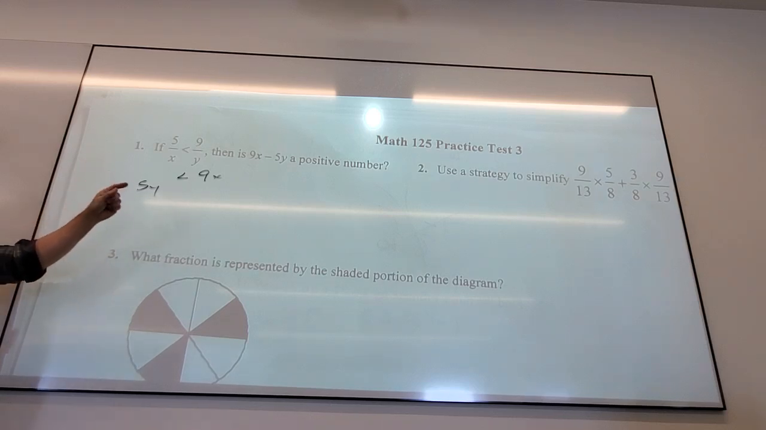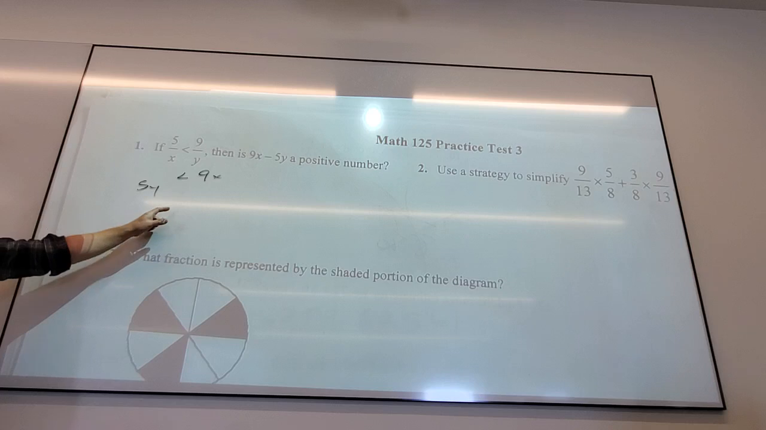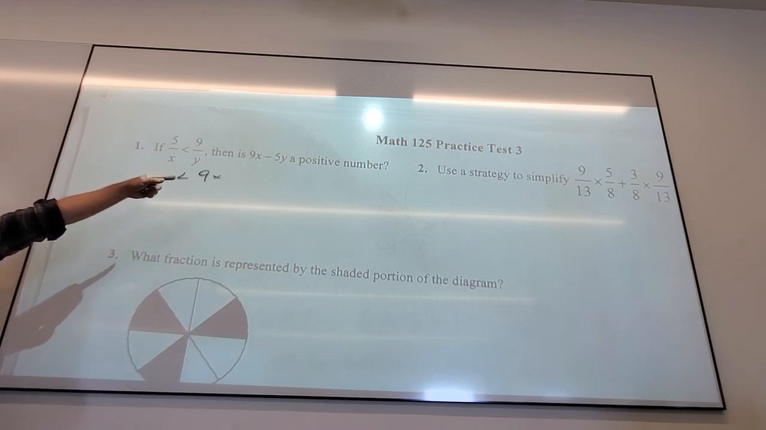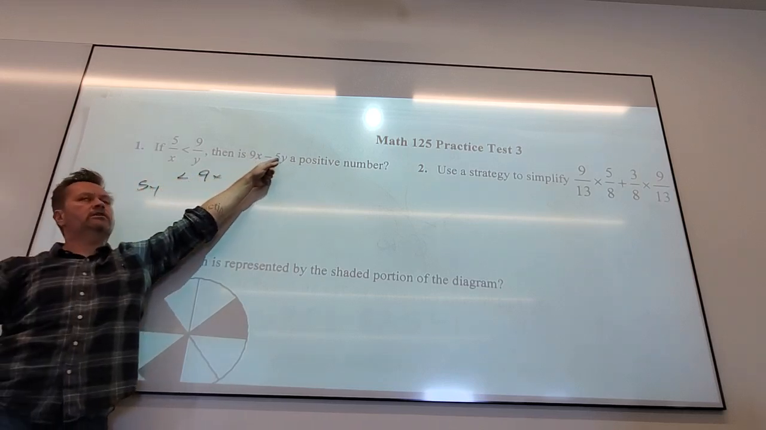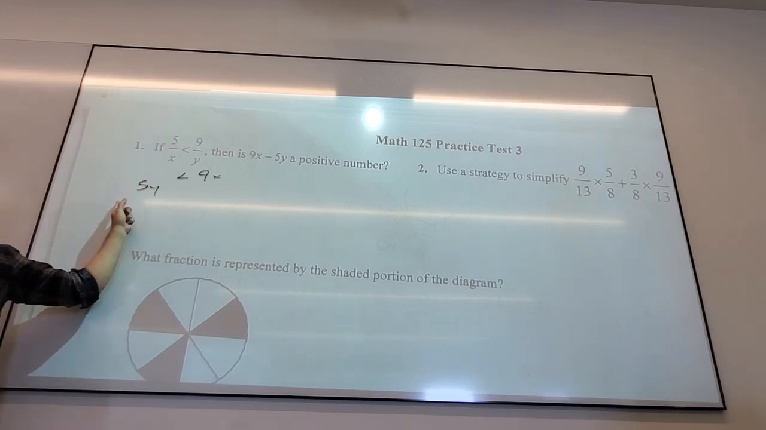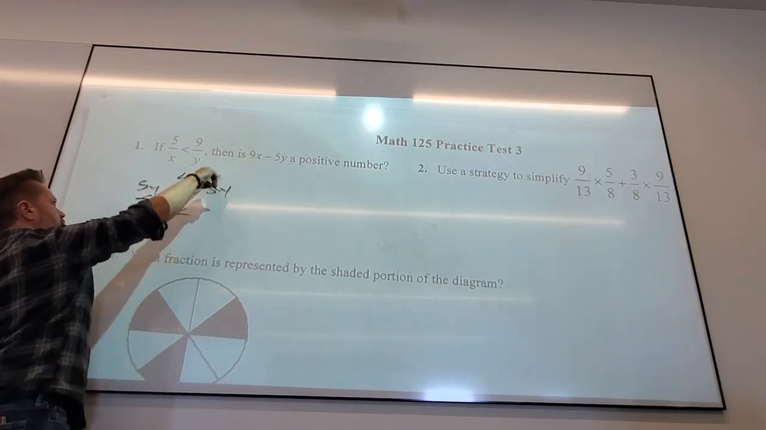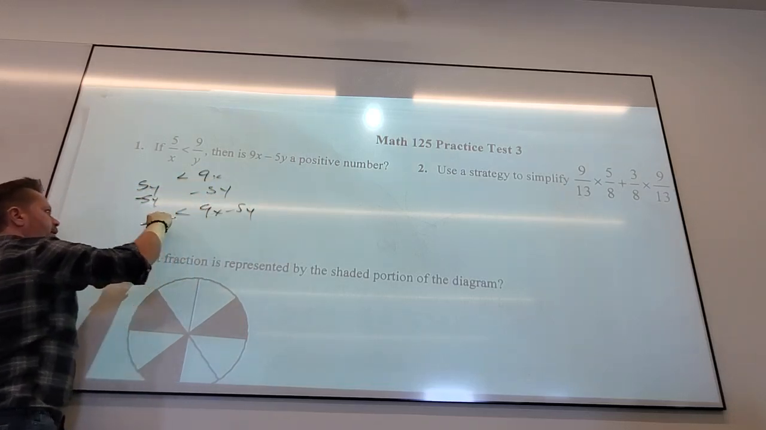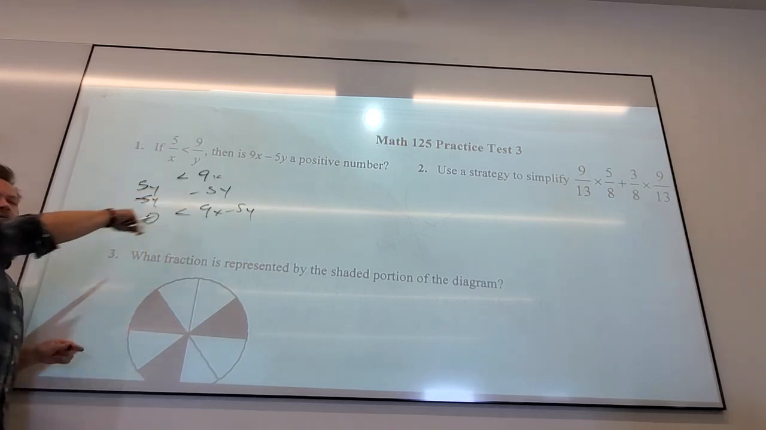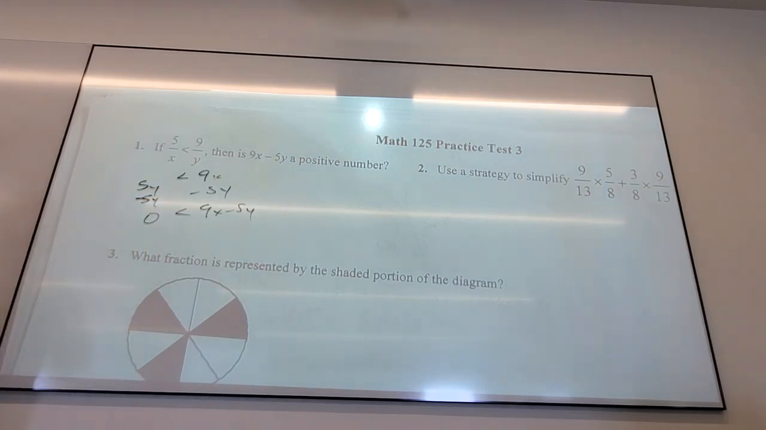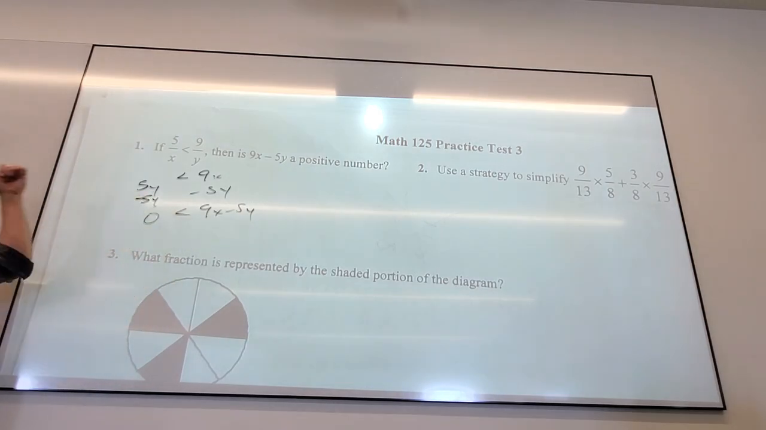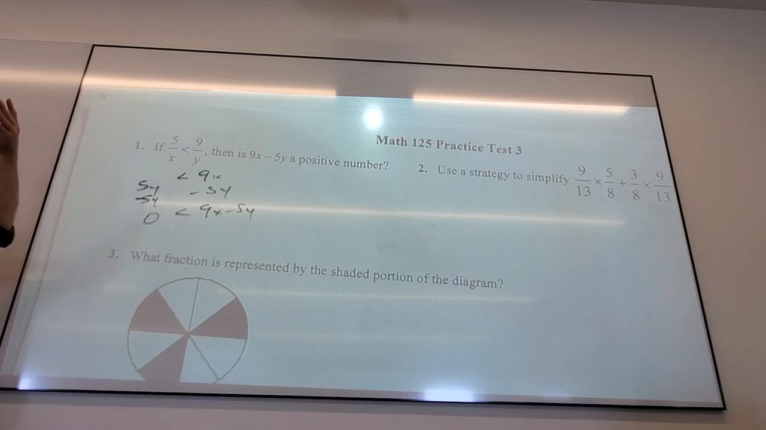That still doesn't help, you're still like, okay, Jeff, great. Can you make this expression by doing something here? Yeah, good, subtract 5y. So over here I get 9x minus 5y, and over here I get 0. What does that say? Read it backwards. 9x minus 5y is greater than 0, which makes it what kind of a number? Positive. Do you guys see that?